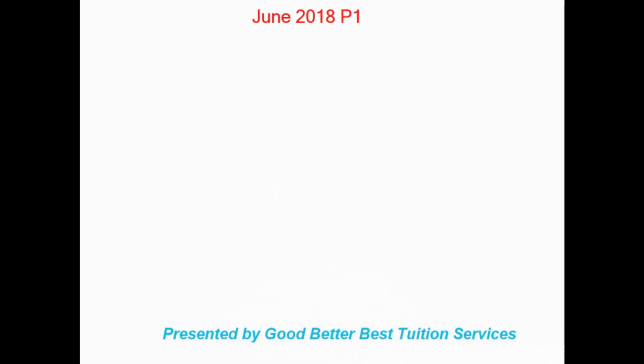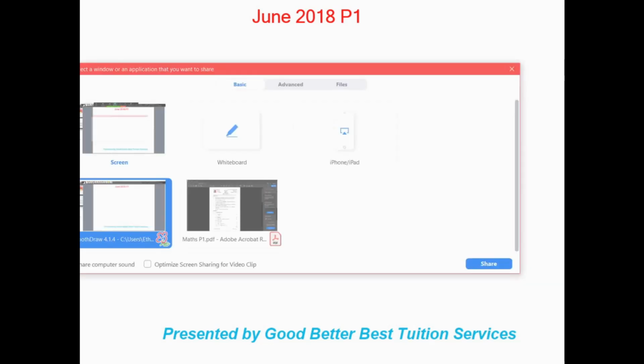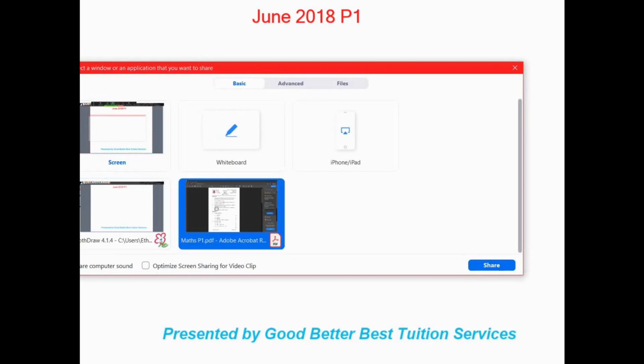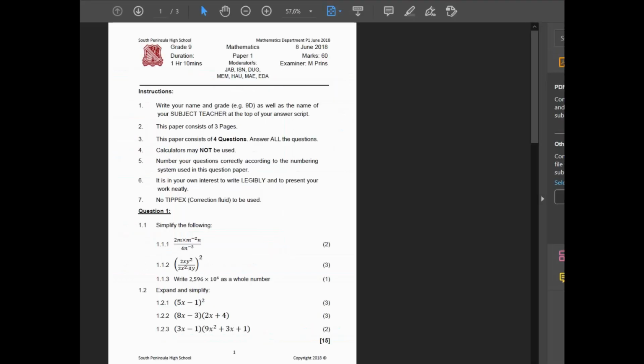Today we'll be doing a bit of a recap lesson, so we'll be looking at a past paper. We're looking at June 2018 paper 1. Let me quickly go over to that paper. Okay, so you can see here we have June paper 1. Let me just zoom in for you guys.